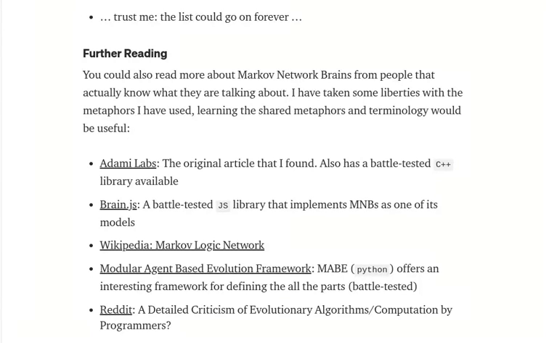JavaScript has brain.js, a library that implements MNBs as one of its models. Go read the Wikipedia article on Markov logic networks. Read about Modular Agent-Based Evolution Framework, MABE, in Python. It also offers a framework in Python for defining all the parts. And go read some comments on Reddit, which has a detailed criticism of evolutionary algorithms and computation by programmers.